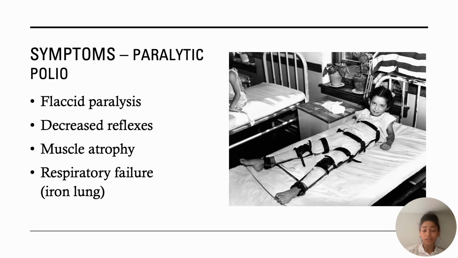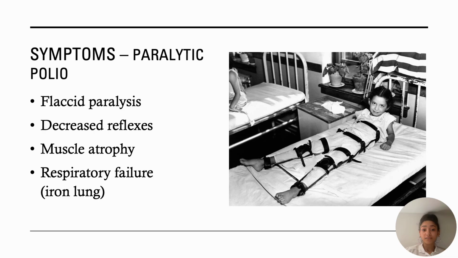Regarding paralytic polio, the destruction of lower motor neurons leads to flaccid paralysis, meaning the muscles become weak and limp rather than rigid. Reflexes decrease, and over time, muscle atrophy develops due to denervation. In some patients, the virus affects the motor neurons that control the diaphragm and intercostal muscles, which are the muscles responsible for breathing. When this happens, the patient develops respiratory paralysis. And again, because there is no antiviral cure for polio, treatment in these cases is also supportive.